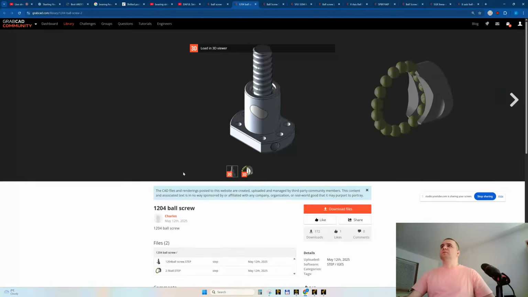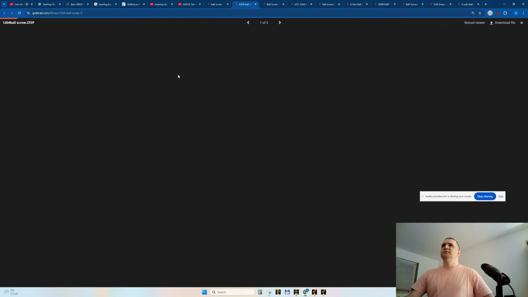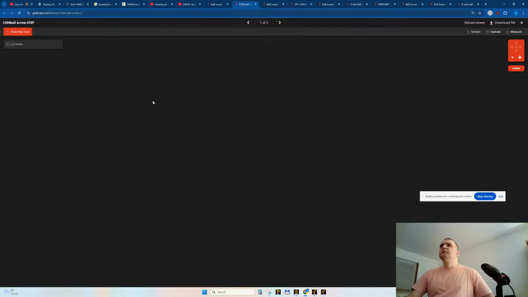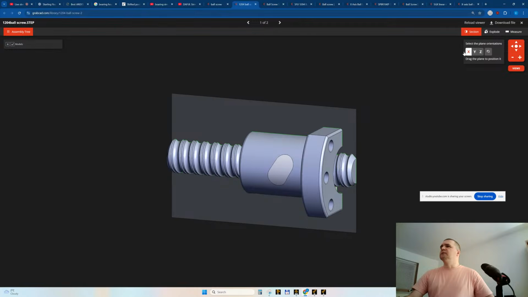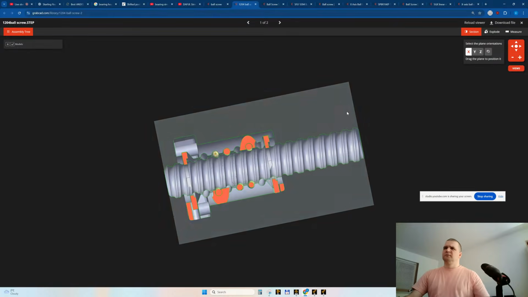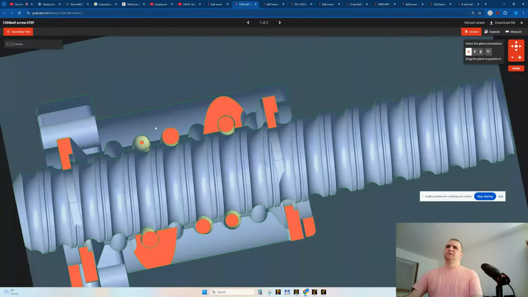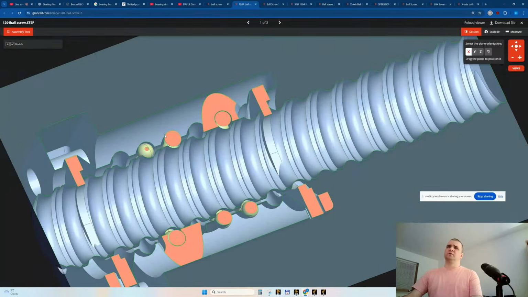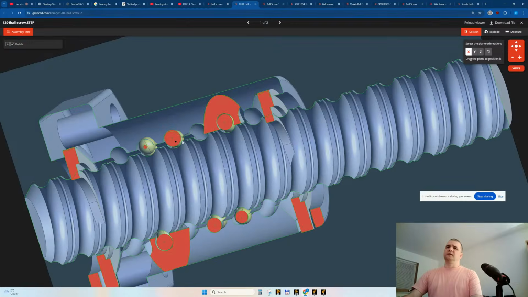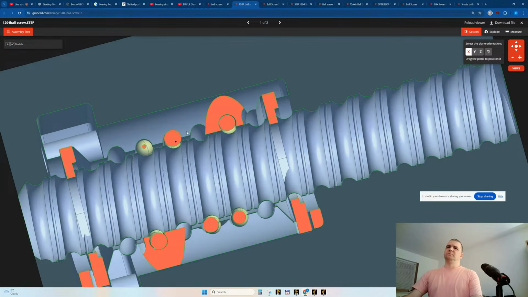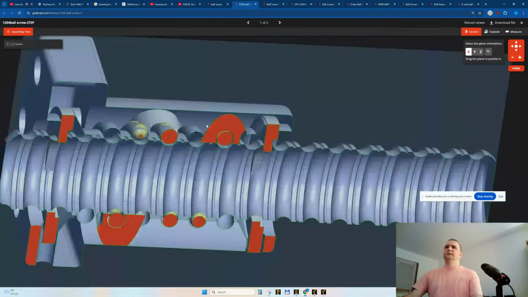Come on, let's see a ball screw. What? Why does this look good? I'm not expecting it to look good. So look here, this ball is penetrating here. It's a collision. And this means all the balls, they collide.